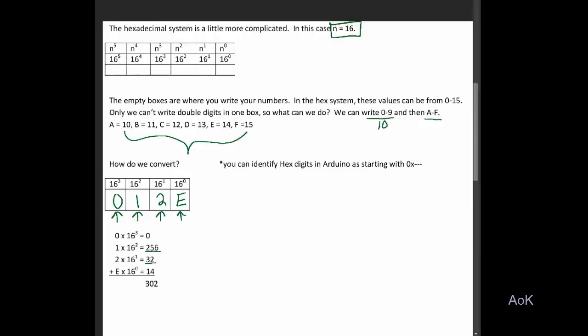If we come up here, we can see that E means 14. So add up 256, 32, and 14 to get the value of 302. In other words, 12E is equal to 302 in the decimal system. When using the Arduino program, hexadecimal digits will often start with 0x followed by the hexadecimal.